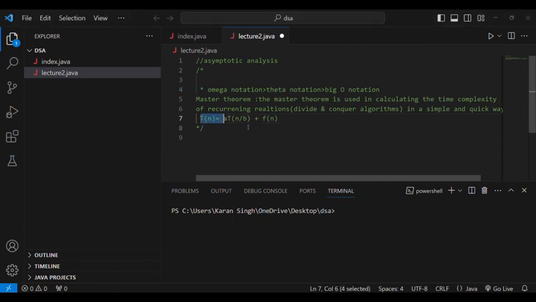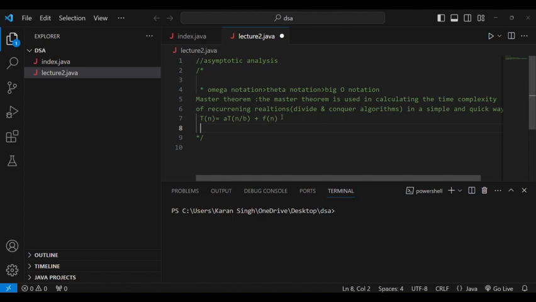Now let's observe that this is the function that we need to solve, and I explain every variable in it for better understanding. Here n represents the size of the input, a represents the number of subproblems in the recursion, and n divided by b is the size of each subproblem. All subproblems are assumed to have the same size, and f(n) is the cost of work done outside the recursive call, which includes the cost of dividing the problem and the cost of merging the solutions. But this is only a function, and the analysis is remaining.